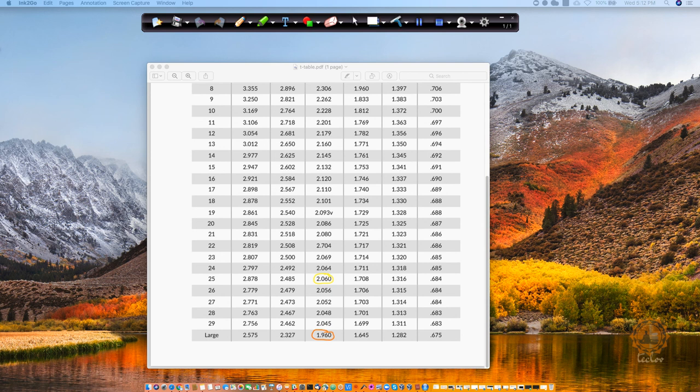So these are some examples of how you can perform your t score or t testing kind of scenario, and you can calculate it.